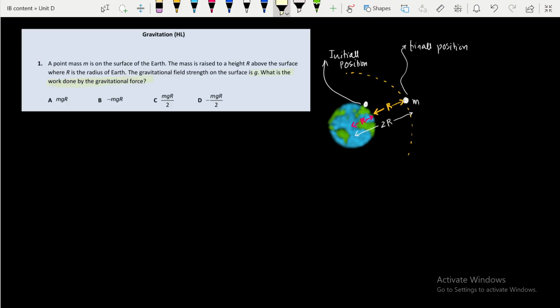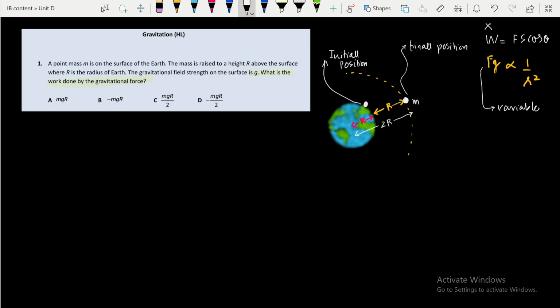The first formula that will come to your mind is W = F s cos theta. But you cannot apply this formula in this scenario because the gravitational force is inversely proportional to r square. This gravitational force is a variable force because you are moving a mass to a larger distance, to the distance R above the surface. So you cannot apply this formula to calculate the work done.